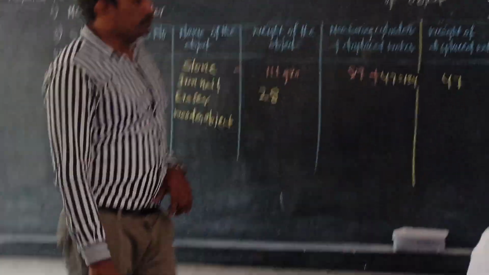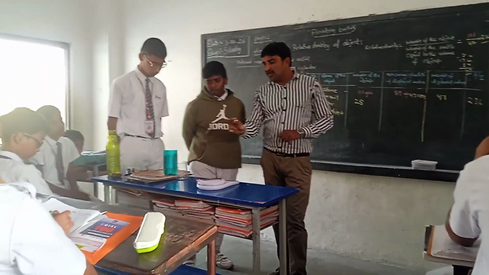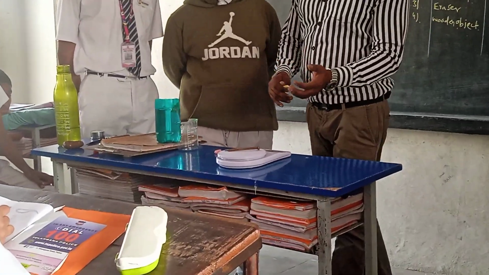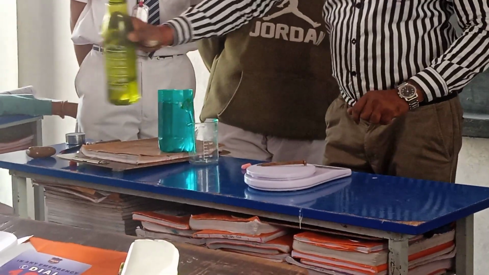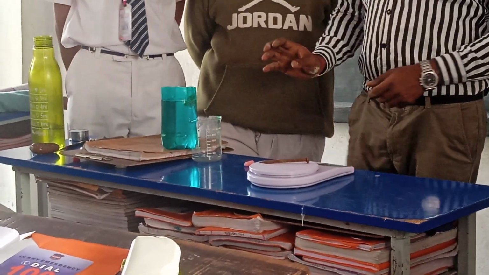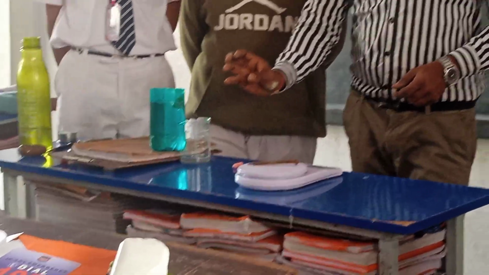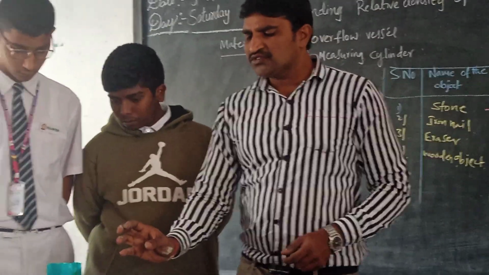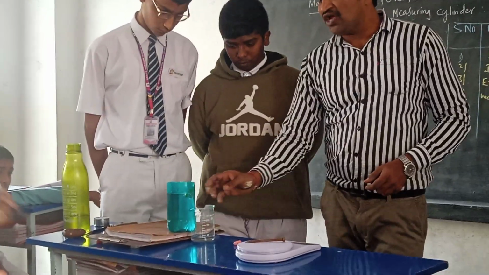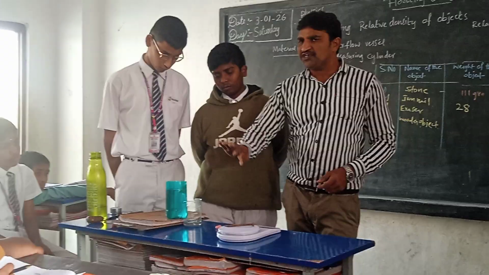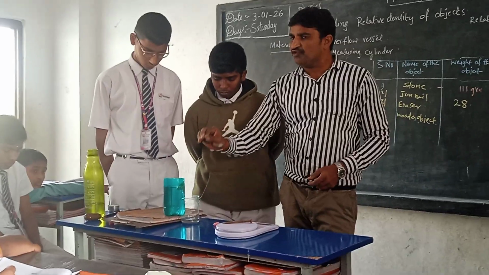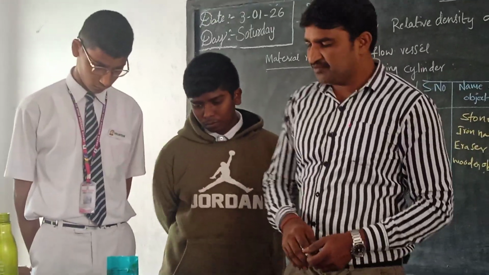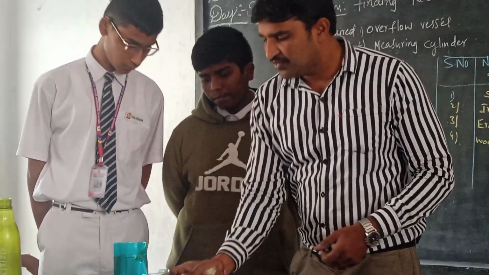Now, drop the iron nail into water. Before dropping the iron nail, pour the water into the overflow vessel until dripping starts from the beak of the overflow vessel. When the dripping stops from the beak of the overflow vessel, you start the activity. Right, dripping stopped.